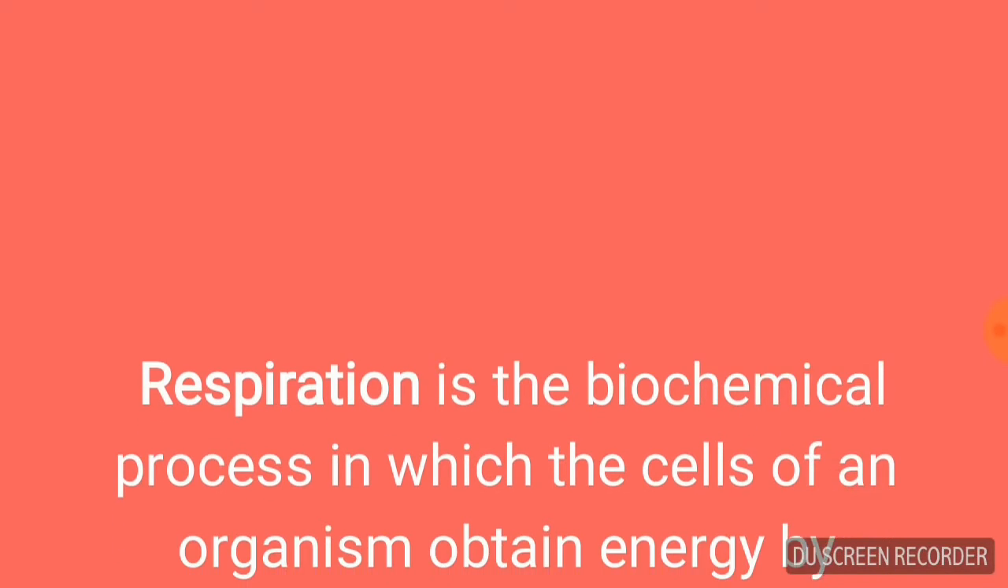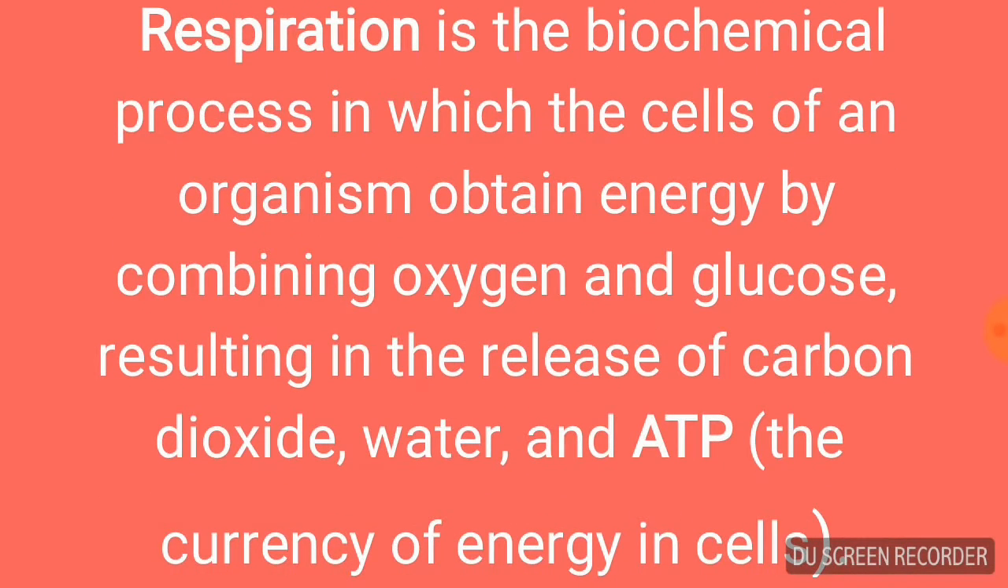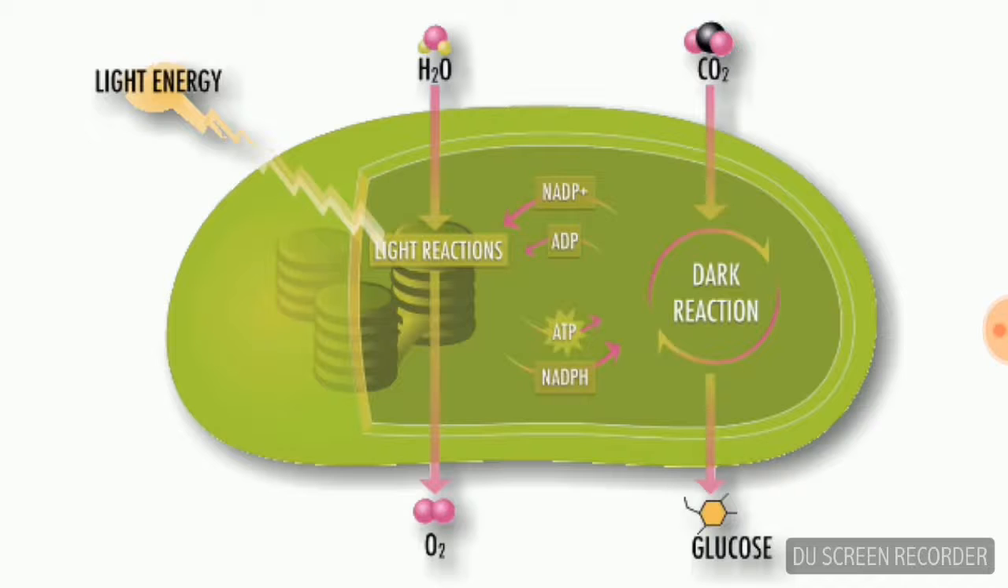Respiration. How do plants respire? Respiration is a biochemical process in which the cell of an organism obtains energy by combining oxygen and glucose, resulting in the release of carbon dioxide, water, and ATP, the currency of energy in cells. While water is broken down to form oxygen during photosynthesis, in cellular respiration, oxygen is combined with hydrogen to form water. While photosynthesis requires carbon dioxide and releases oxygen, cellular respiration requires oxygen and releases carbon dioxide.